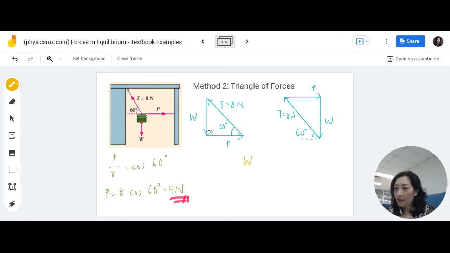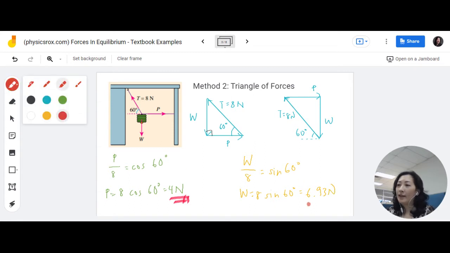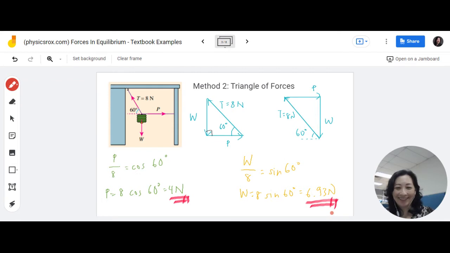W, on the other hand, is opposite to the 60-degree angle. So opposite over hypotenuse of 8, that gives us sine. So that's sine 60. So W is 8 sine 60, and this gives us 6.93 Newton. And voila, there you go.